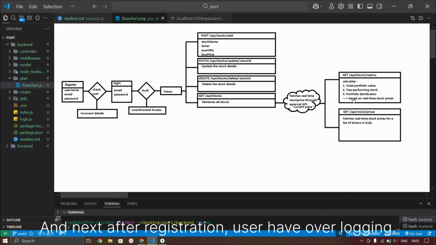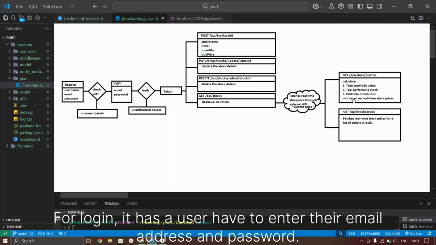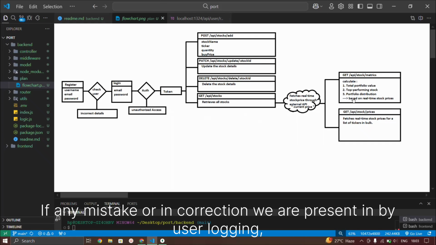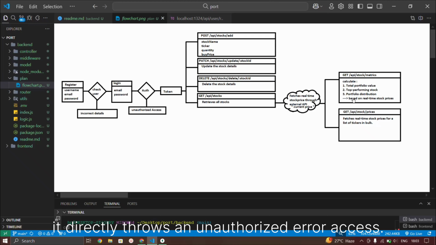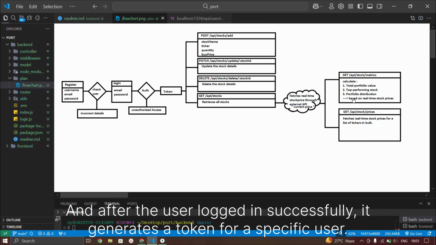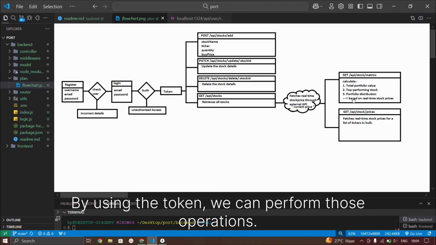Next, after registration, the user goes for login. For login, the user has to enter their email address and password. If any mistake or incorrect detail is present in the user's login, it directly throws an unauthorized access. After the user logs in successfully, it generates a token for that specific user. By using the token, we can perform those operations.